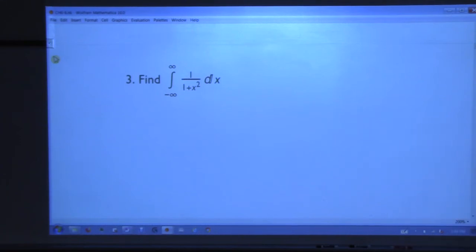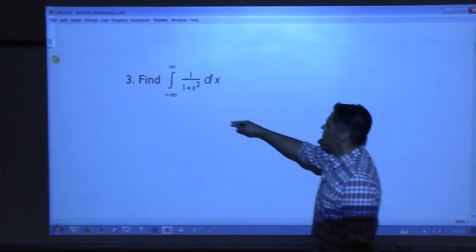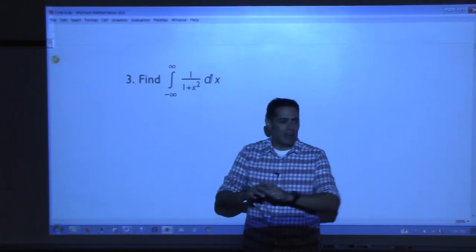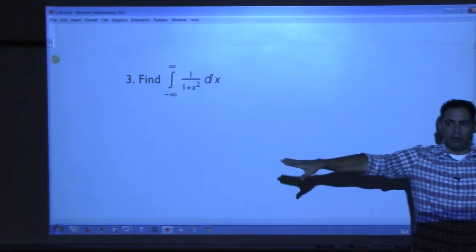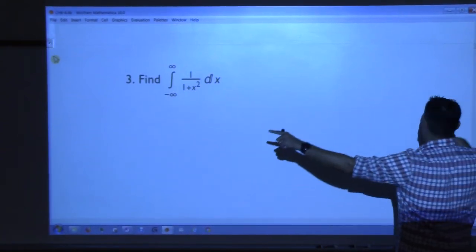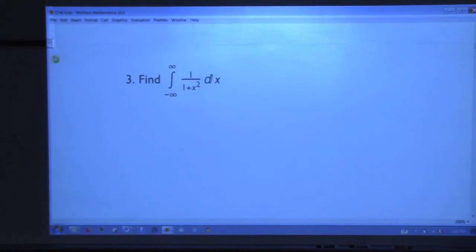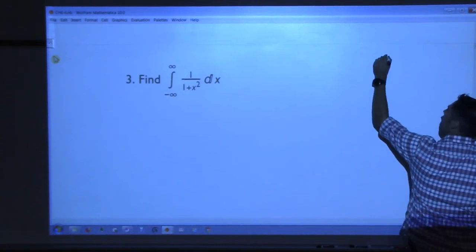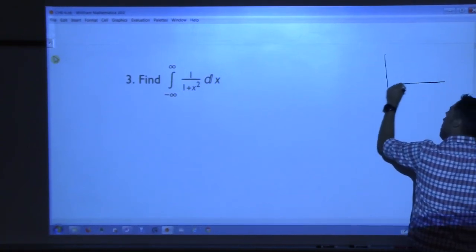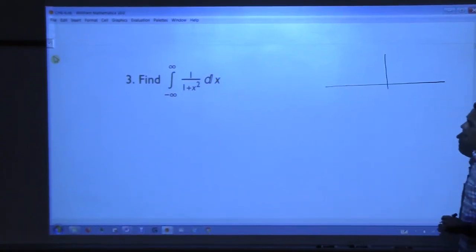All right, what about this one? Look at our limits of integration. We're integrating over the entire number line. Everywhere, right? All the way forever that way, all the way forever this way. We're trying to find the area under that curve. Now 1 over 1 plus x squared, I'm not quite sure if you've ever seen that graph. I'll graph it for you real quick. Maybe you can help me. What happens if we plug 0 into that graph? What do we get?